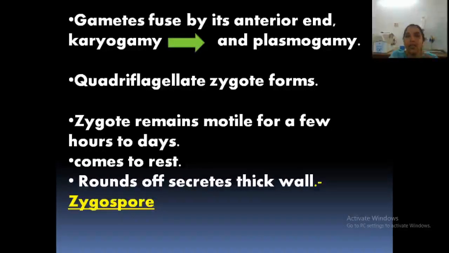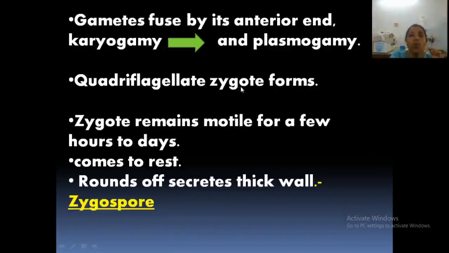They fuse by the anterior end. You know the one pointed end of Chlamydomonas, shaped like this. The pointed end is the anterior end. The two anterior ends of the two gametes fuse. Then two flagella plus two, so four flagella come together at the anterior end. Then fusion of nucleus and fusion of protoplasm of the two occur. Fusion of nucleus is karyogamy and fusion of protoplasm is plasmogamy. These two events take place and a quadriflagellate zygote is formed. So the fusion product is known as what? Zygote, and it is quadriflagellate, meaning four flagella.